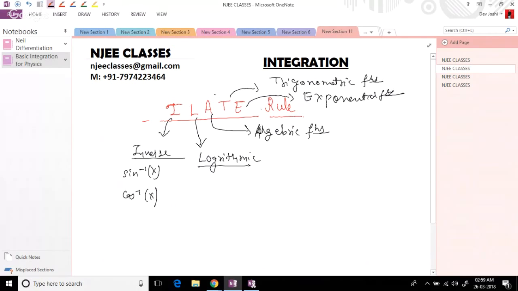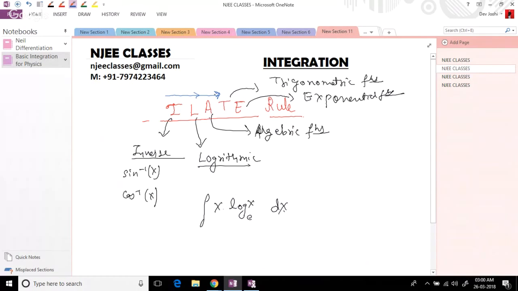This decides which function is going to be the first function and which function is going to be the second function. Suppose we have a combination of functions, say x log x on the base e dx. What combination do we have? We have x, meaning algebraic, and logarithmic, meaning L. The function which comes first in this rule will be taken as the first function, and the function which comes second will be taken as the second function. So the priority will be decided on this order.